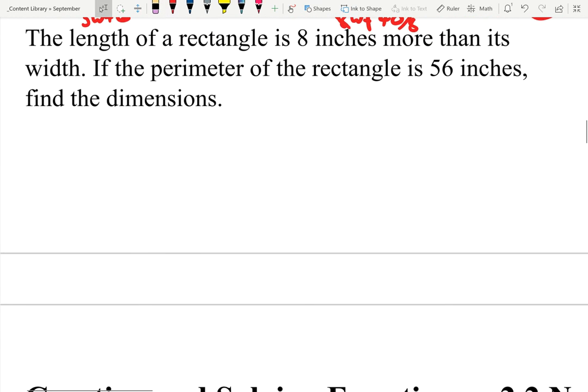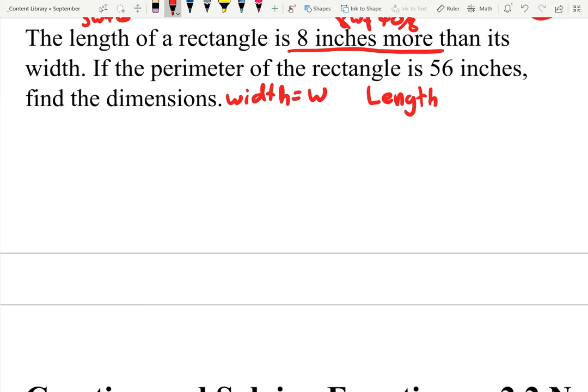And the last one, we have the length of a rectangle is 8 inches more than its width. So we'll call the width, remember, we don't have any information about it, so we'll just call it W like before. And length. So length is 8 inches more than its width. So that's just taking the width and adding 8 to it. That makes sense? 8 inches more than the width is just the width plus 8. So W plus 8. Let's draw a picture. We have the width over here, and then we have the length, W plus 8.